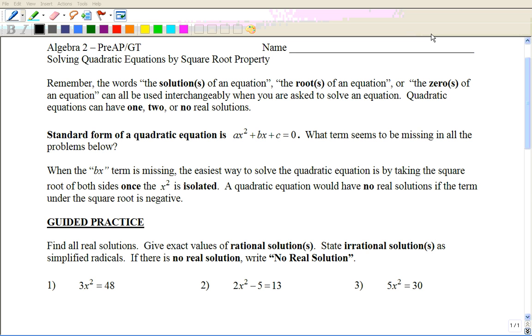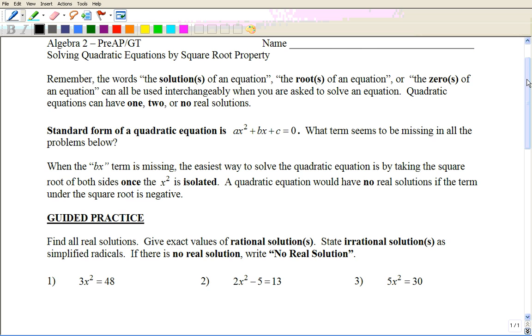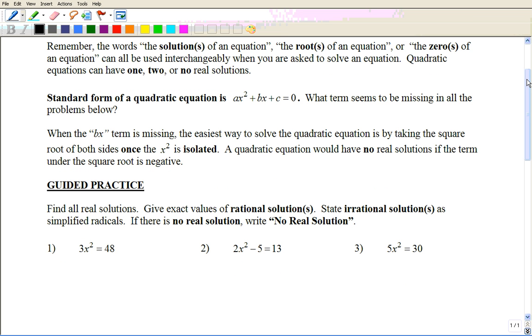Standard form of a quadratic is ax squared plus bx plus c equals 0. And what term seems to be missing in all of these problems below? So let me scroll down so you can take a look. If we have ax squared plus bx plus c, what term is missing? It's the bx term.